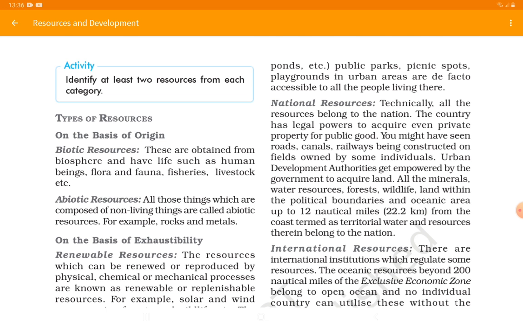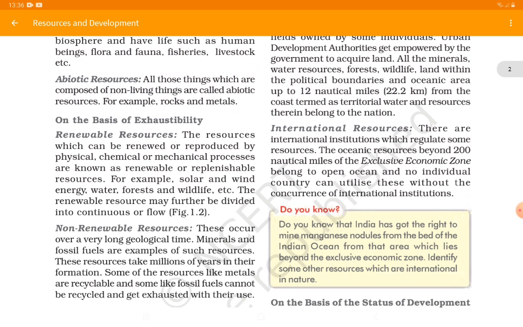Now let's see international resources. These are the international institutions which regulate some resources. The oceanic resources beyond 200 nautical miles of the exclusive economic zone belong to the open ocean, and no individual country can utilize these without the concurrence of the international institutions. First, you need to take the permission of international institutions to access these resources. Means no single country can have access to it unless you have permission.